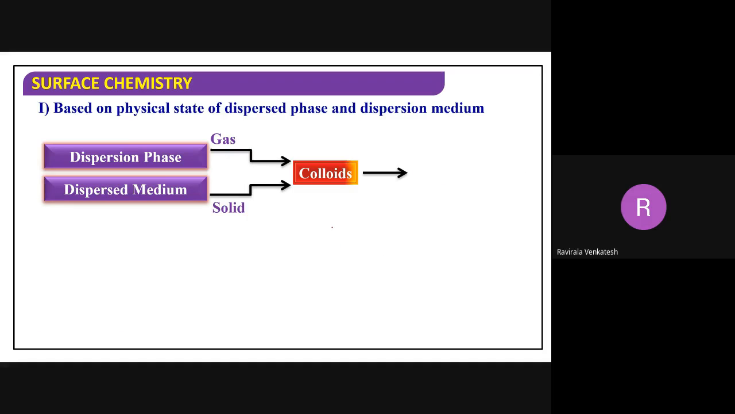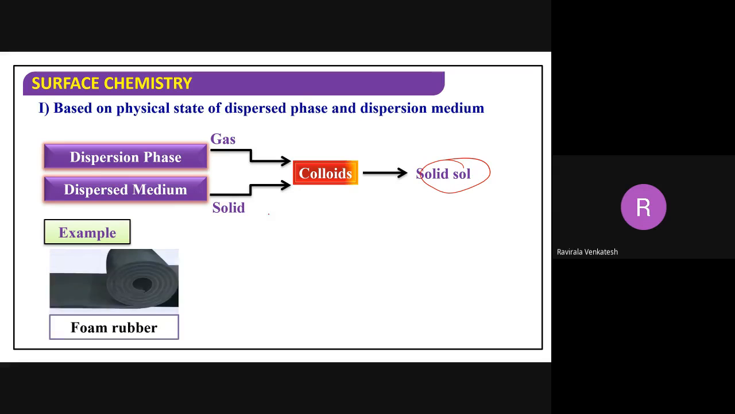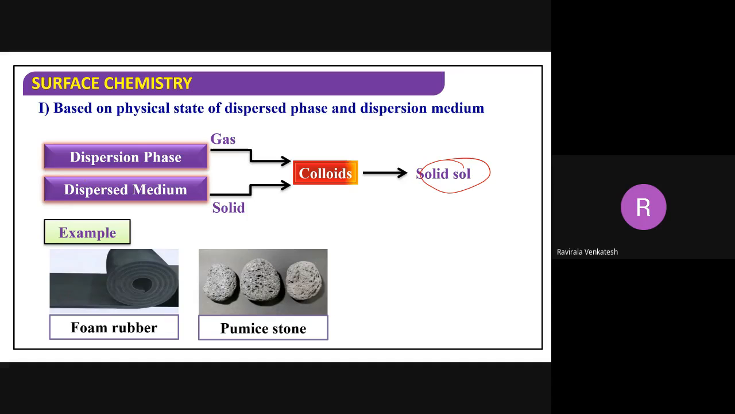Gas in solid. Rare examples will be there. We can call foam, rubber or pumice stone. Pumice stone is a rare stone, and this pumice stone will float on the water.